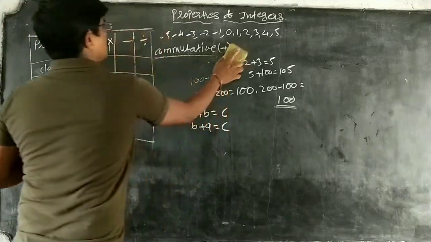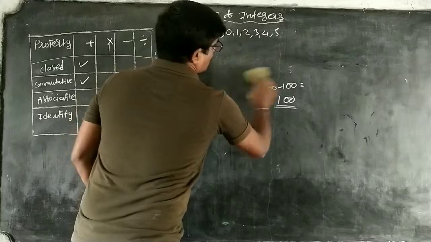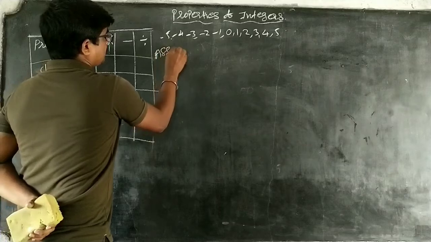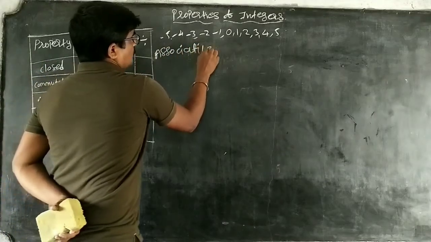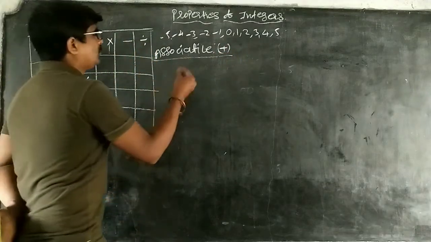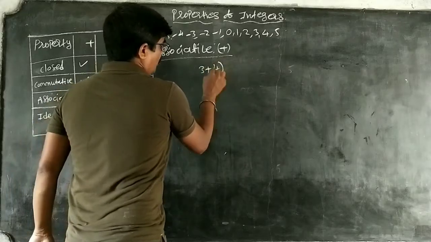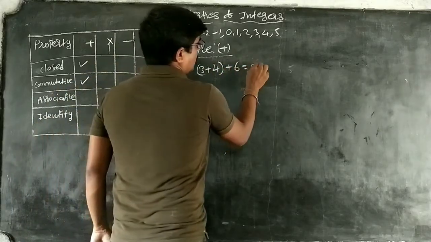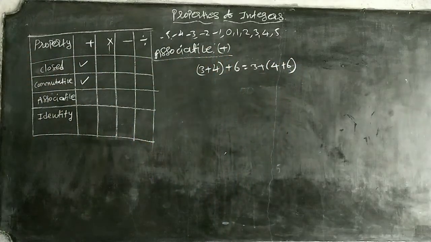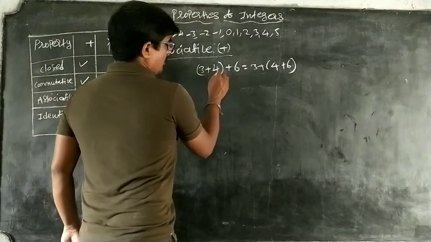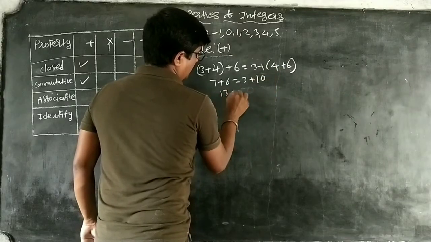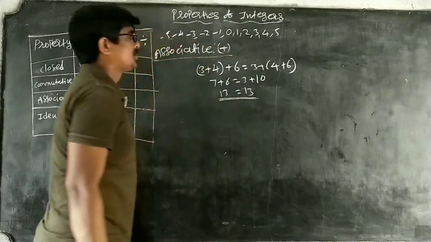After that comes the associative property. What is associative? Under addition, under the operation of addition. Take three numbers: 3 plus 4 plus 6. First 3 plus 4 is 7, plus 6 is 13. This is the associative property.